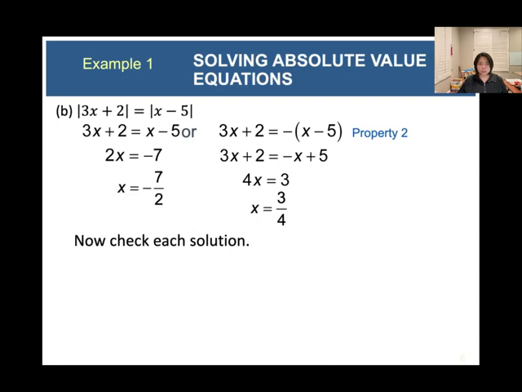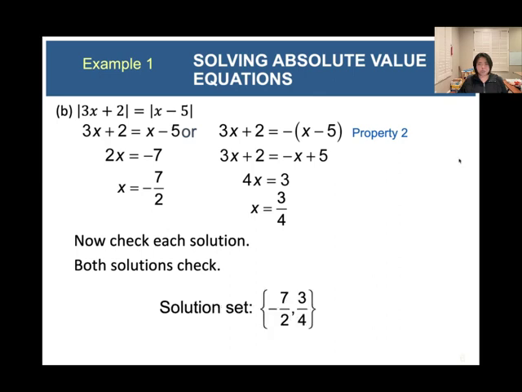Now, check your solution. Plug back into the original equation to see if you're going to get a true statement. Do it by yourself, okay? You should get true statements for both of them. So the solution set will be negative 7 over 2 and 3 over 4.